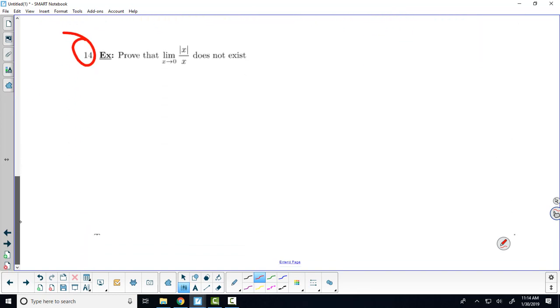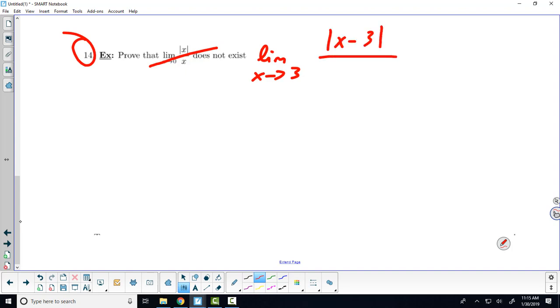So, running out of time, I'm going to change this problem on you folks. Let's do this as the limit as x approaches 3 of the absolute value of x minus 3 all over x minus 3. It's the exact same problem. It's just shifted over. And this is more typical of what you'll see as a test question.